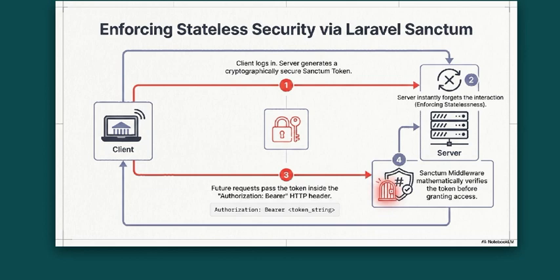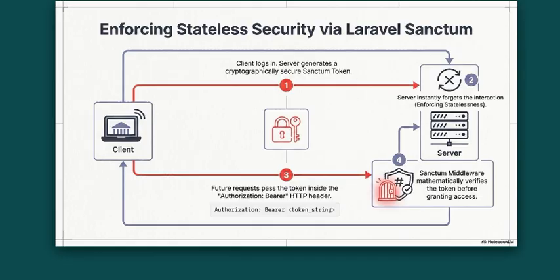So how does the wristband work when I want to access my private data 5 minutes later? Your mobile app securely stores that token in its local keychain. For every single subsequent request your app makes to the API, whether it's fetching your profile or posting a comment, the app automatically injects that token into a specific HTTP header. It looks like this: authorization, bearer token string. You are literally bearing the token to the server with every interaction.